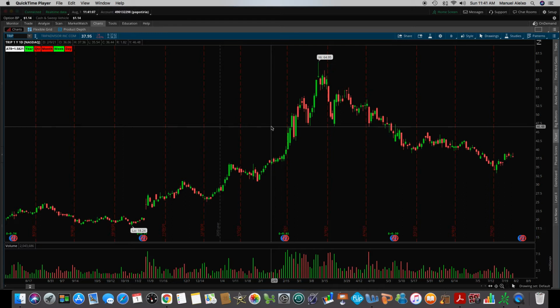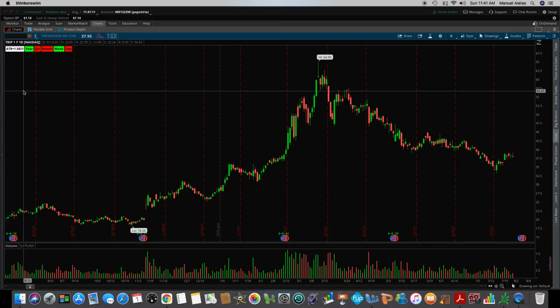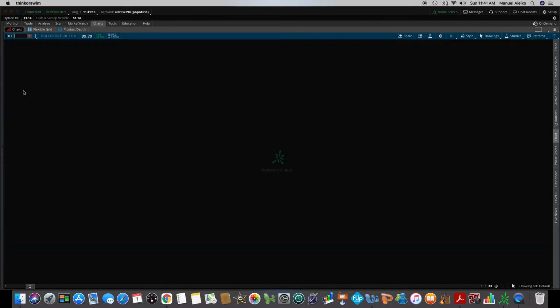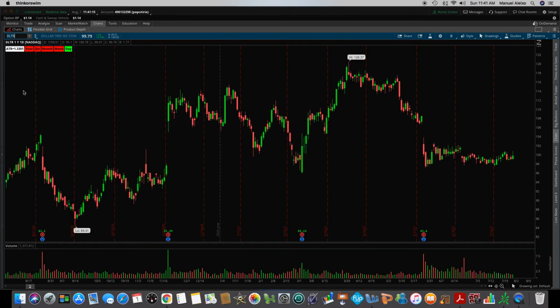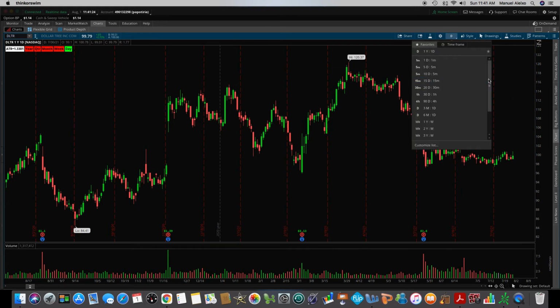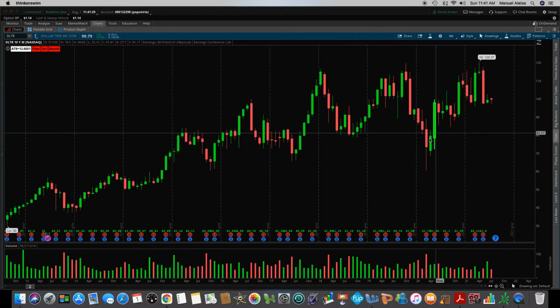So without further ado, I'm going to start off with the first stock. It's DLTR, okay? Dollar Tree. DLTR is the ticker symbol for Dollar Tree. The first thing I'm going to do is go way out, and I usually go to a monthly chart. I want to take a look at the monthly chart. This is a 10-year monthly chart. It's giving me history over the last 10 years.